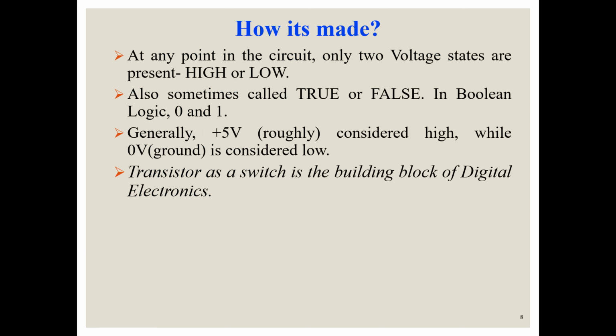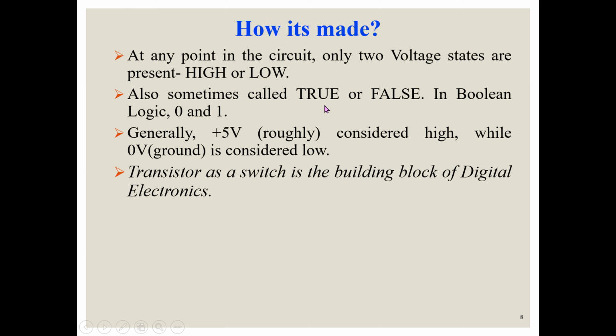How it's made. Let us see now how digital signals are made. Why are we trying to study digital? Because most of your logic circuits are digital in nature, where we input zeros and ones, high state or low state. That's why we study how a digital signal is made. At any point in the circuit, only two voltage states will be there, as I showed you in the previous slide. It will be either in the high state or low state, also sometimes called true or false.